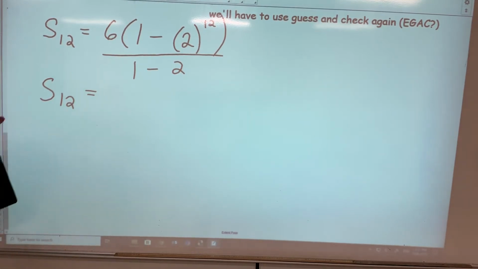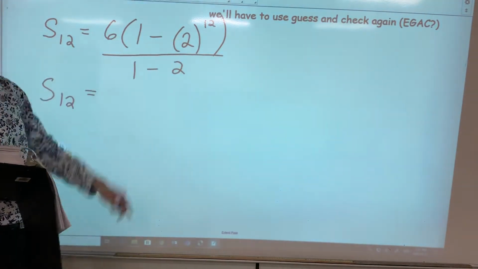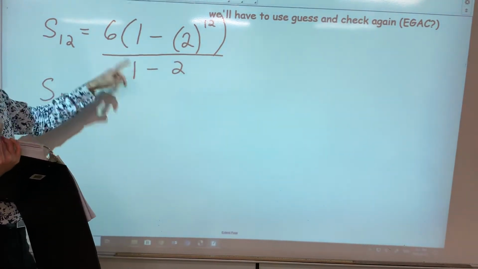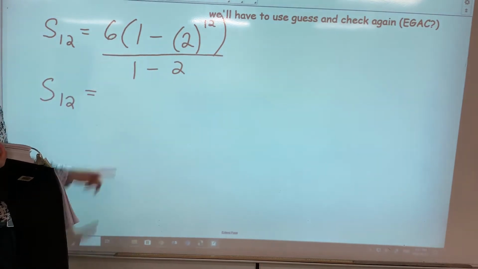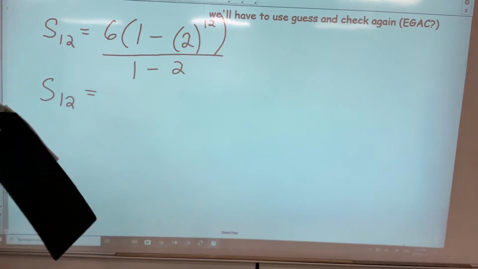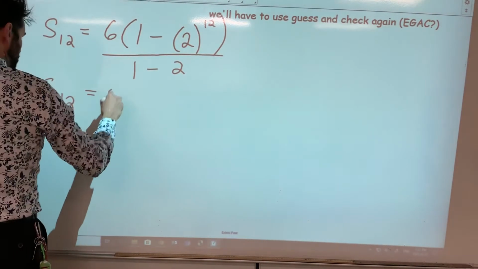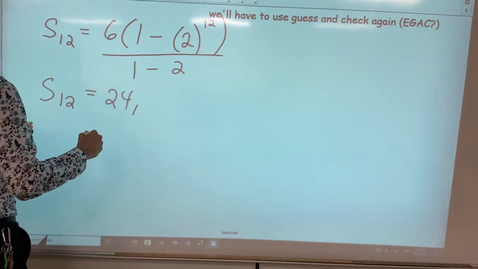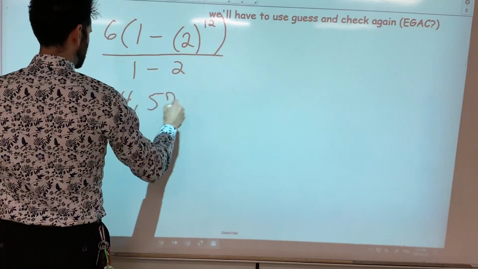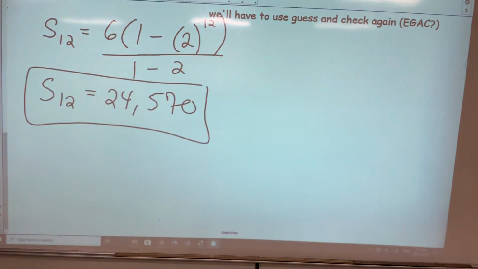But when I type it in on my calculator, I go 2 to the 12, hit equals, and then I go 1 minus, and I hit the answer button, and hit equals. Then I go 6 times that, hit equals, and then I'm like, well, that's negative 1 down here, right? So then divide by negative 1, and you should get 24,570.